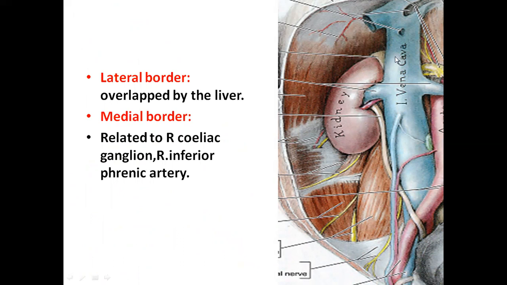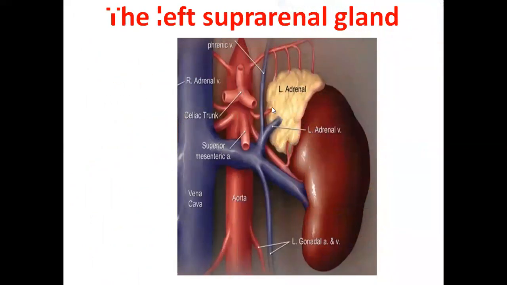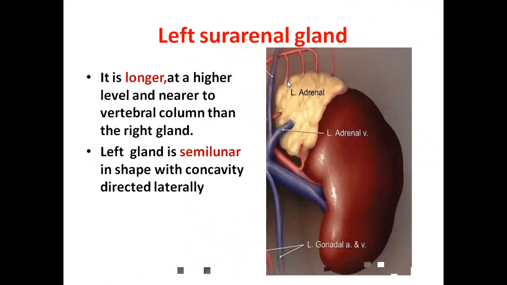Medial border is related to the right celiac ganglion and right phrenic artery. Then coming to the left suprarenal gland, the left suprarenal gland is longer, at a higher level and nearer the vertebral column than the right suprarenal gland. As you can look at this picture, it looks half moon or semilunar in shape with concavity directed laterally.